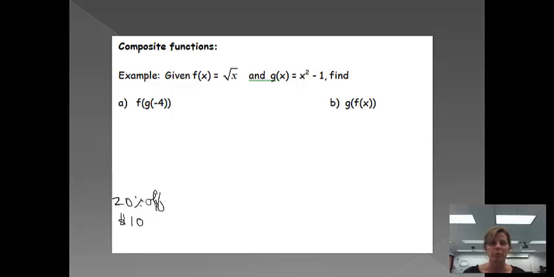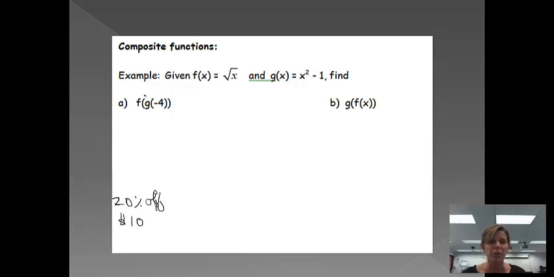So we're going to get into some examples where we're dealing with real or mathematical functions. Let's say I'm given f of x equals the square root of x and g of x equals x squared minus 1. The first thing that we're going to try to evaluate is f of g of -4, and that's how I would pronounce that.